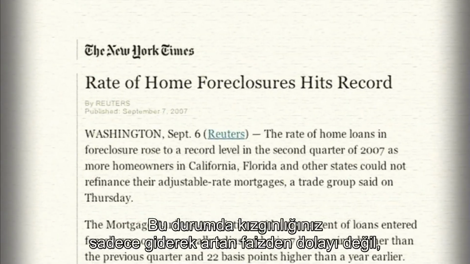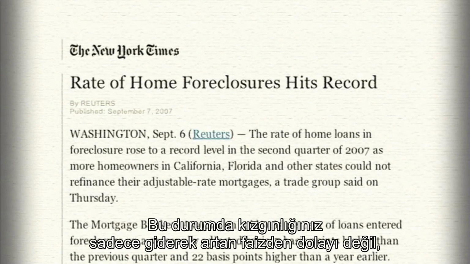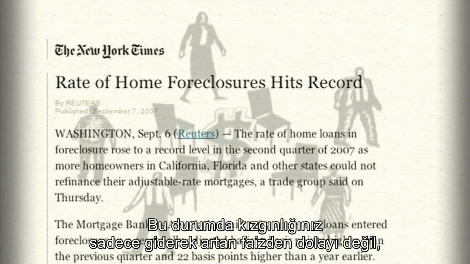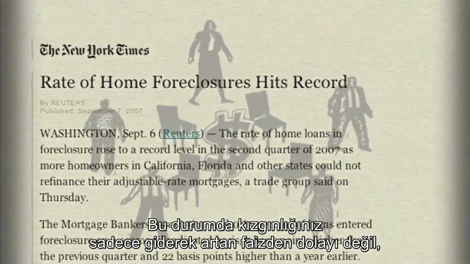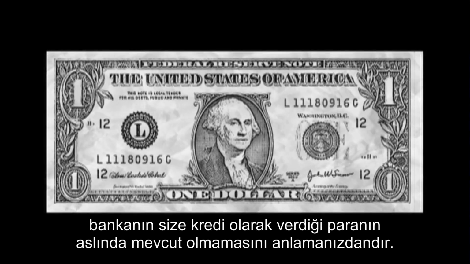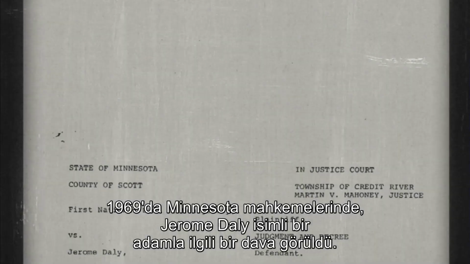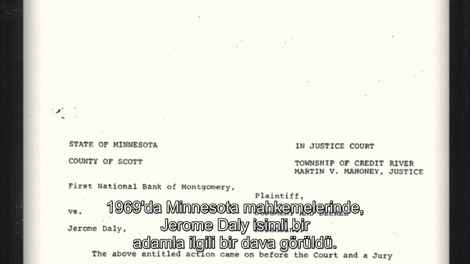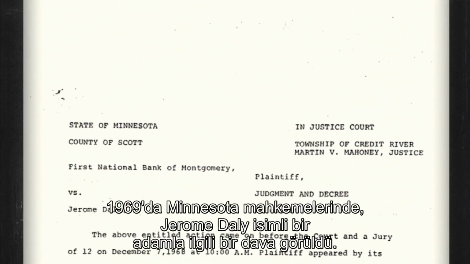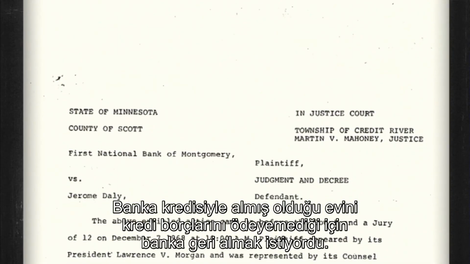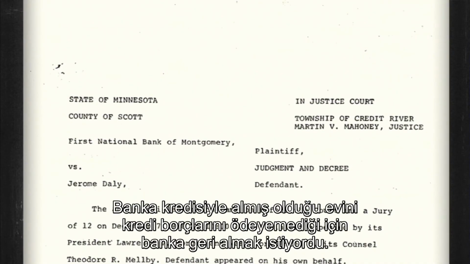This is particularly enraging when you realize that not only is such a default inevitable due to the fractional reserve practice, but also because of the fact that the money that the bank loaned to you didn't even legally exist in the first place. In 1969, there was a Minnesota court case involving a man named Jerome Daley, who was challenging the foreclosure of his home by the bank which provided the loan to purchase it.